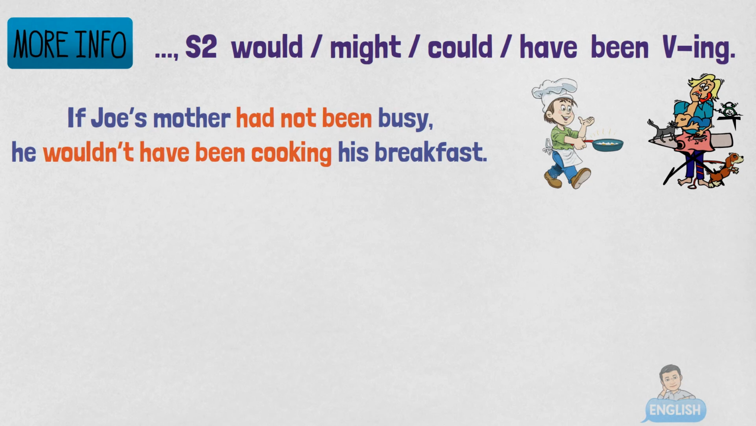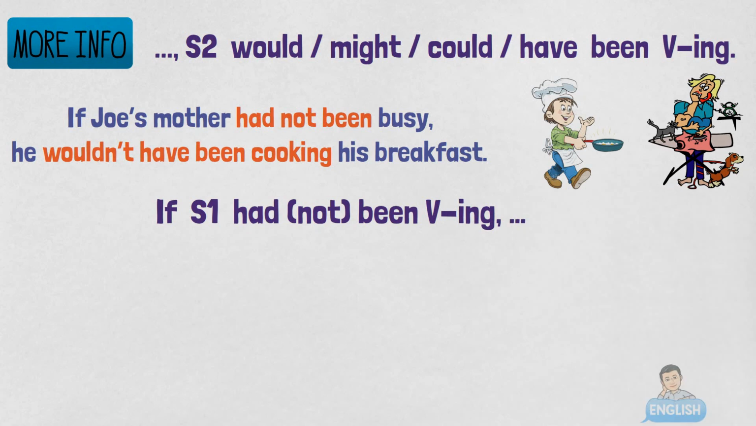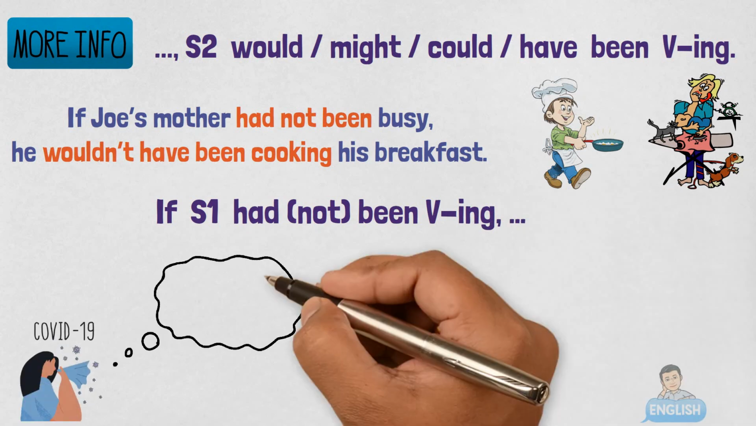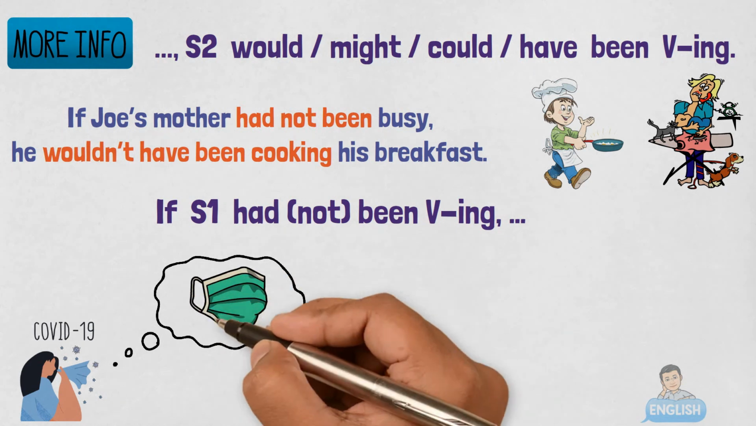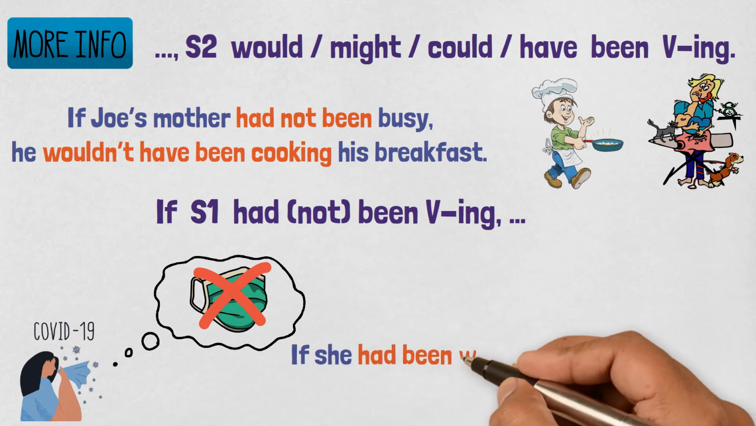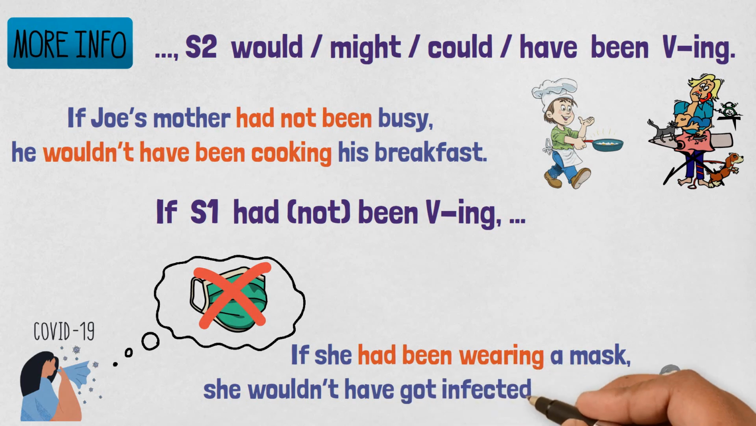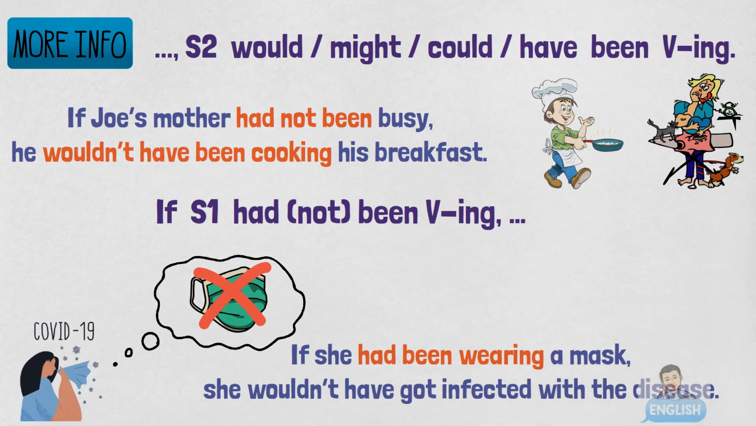Second, we can use the past perfect continuous in the if clause. So, we have if, subject 1, verb in the past perfect continuous tense. For example, if she had been wearing a mask, she wouldn't have got infected with the disease. This sentence means that she wasn't wearing a mask, so she got infected with the disease.